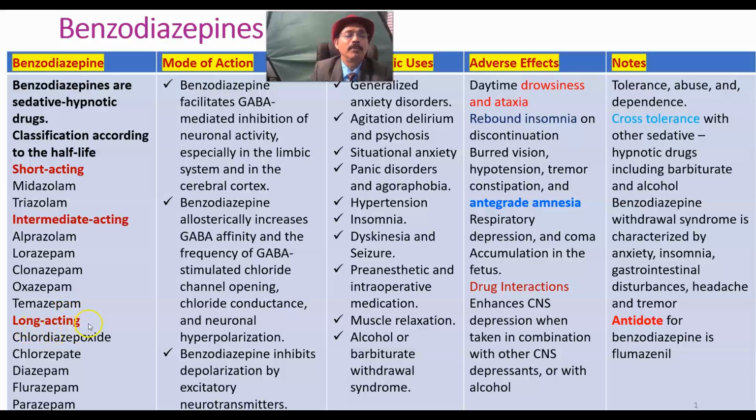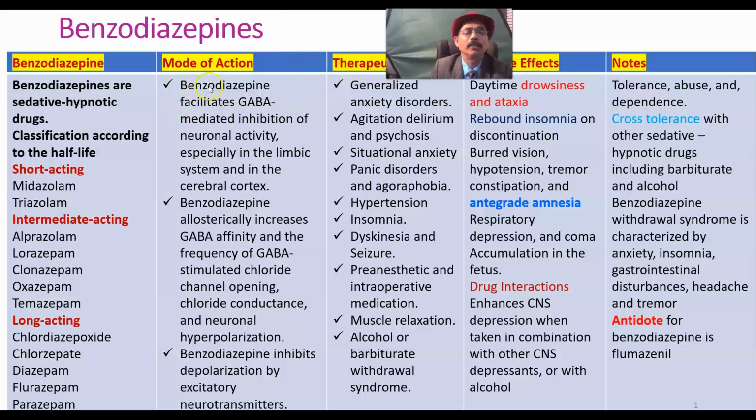Long-acting benzodiazepines have a half-life of more than 24 hours. This includes chlordiazepoxide, clorazepate, diazepam, flurazepam, and prazepam. One important point is that most of these names end in -pam, with some exceptions, like clorazepate and chlordiazepoxide. So, what is the mode of action of benzodiazepines?